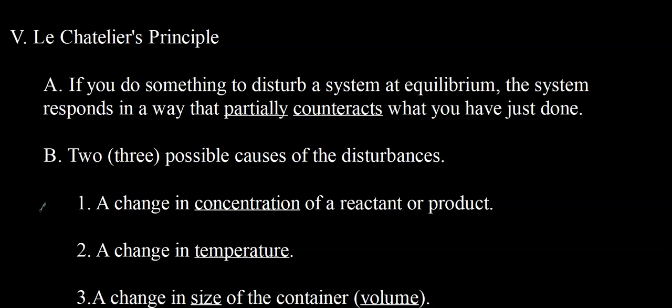There are technically two possible causes of the disturbances. These are also known as stresses. We're going to look at actually three though. There's three things that can be done to an equilibrium system to cause it to change. One is a change in the concentration of a reactant or product. So if you change the amount of something, technically the concentration, then it's going to have an effect on the system. Another stress is changing the temperature.